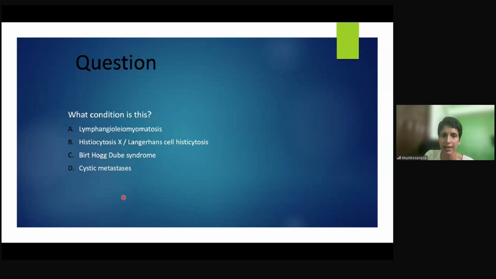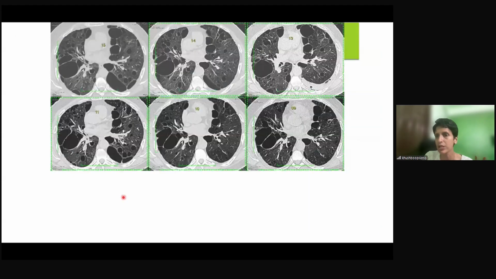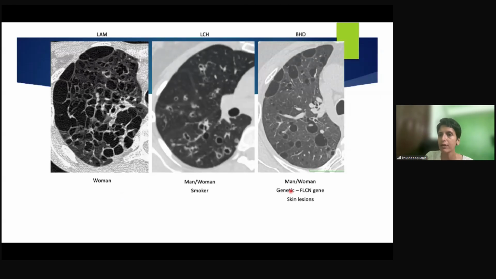So what is the most likely diagnosis? Is it lymphangioleiomyomatosis? Is it Langerhans cell histiocytosis? Is it Birt-Hogg-Dube, or is it a cystic metastasis? Obviously, when you see such cysts, again I'm stressing the fact that it's a non-smoker man, you should be thinking of Birt-Hogg-Dube syndrome as your diagnosis, and you should be getting an FLCN gene mutation and looking for skin lesions in these patients.